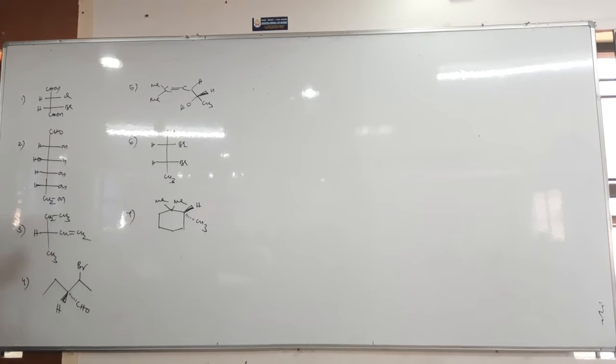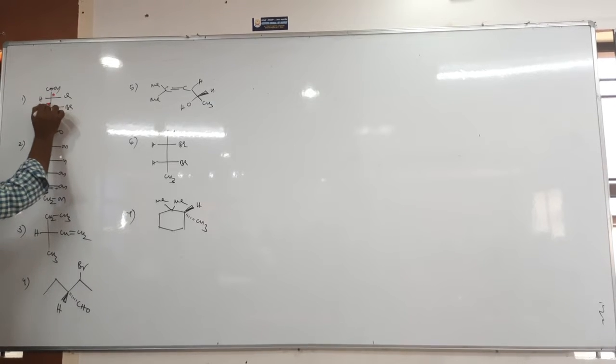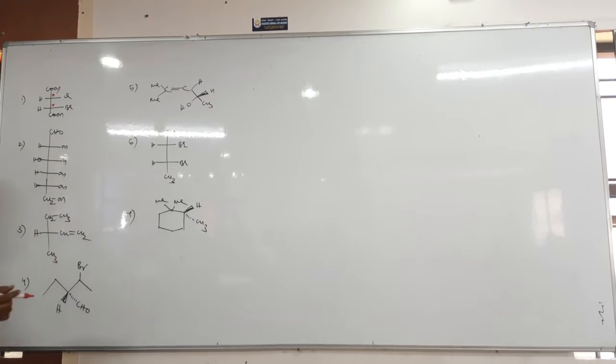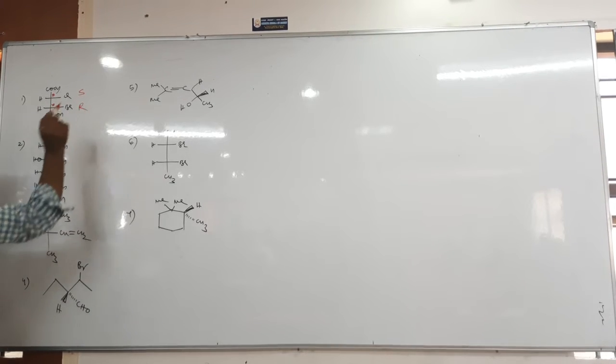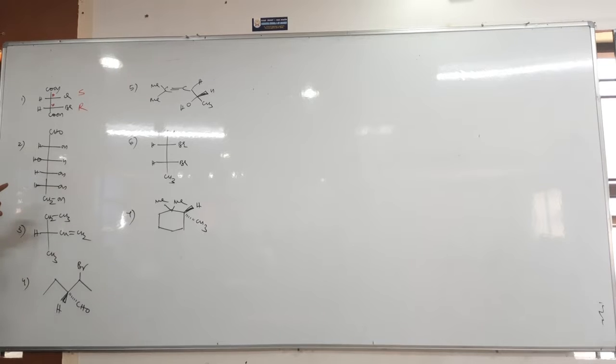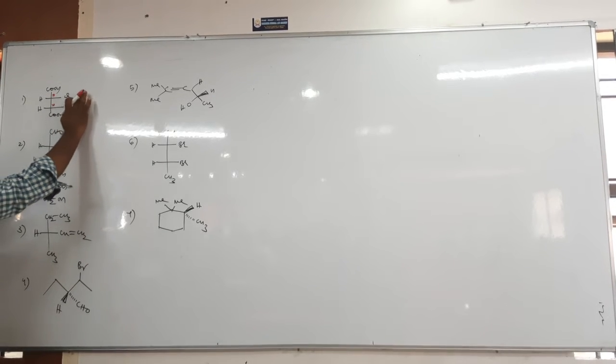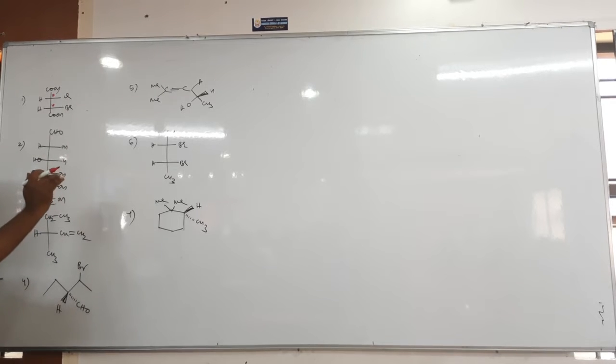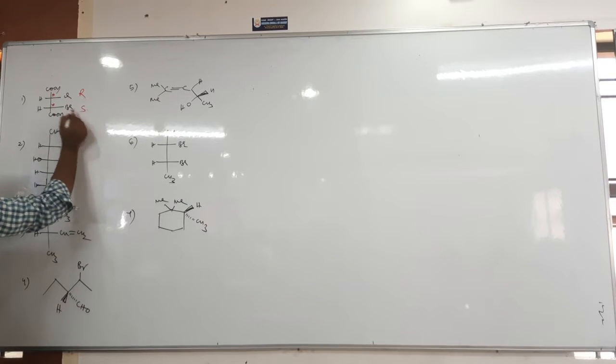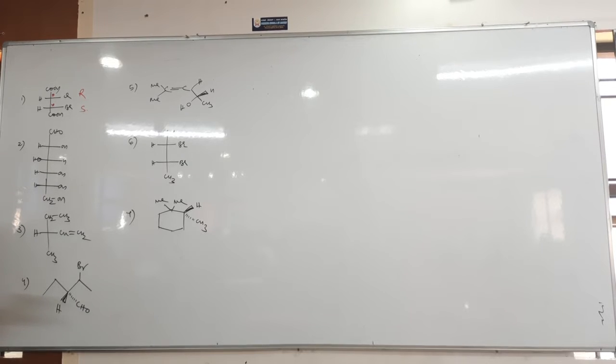Tell me, here there are two asymmetric carbons, 1 and 2. So what is the configuration of the first asymmetric carbon? Yes, R. Got it, all of you same? Next is R. Yes, R, R, S. First one is R, second one is S.